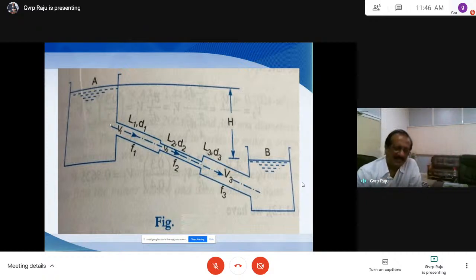Now the value of H. The first loss here is entrance loss. So what is entrance loss? Entrance loss is 0.5 V1 square by 2g, where V is the velocity of the water entering the pipe. So 0.5 V1 square by 2g is the entrance loss. Then for the pipe 1, the friction loss is f L V square by 2g D, so f L1 V1 square by 2g D1.